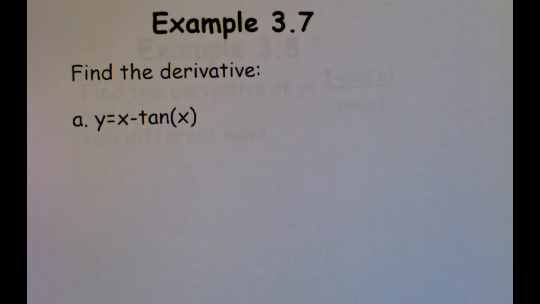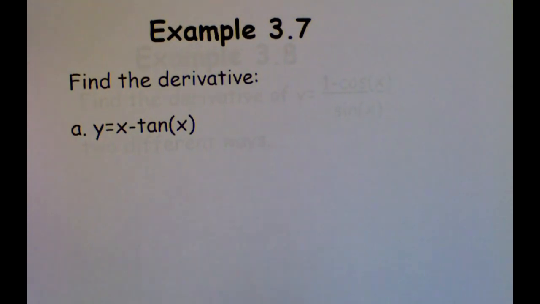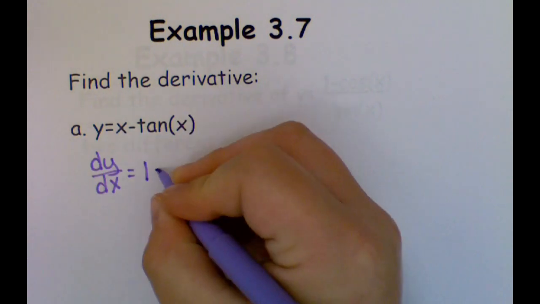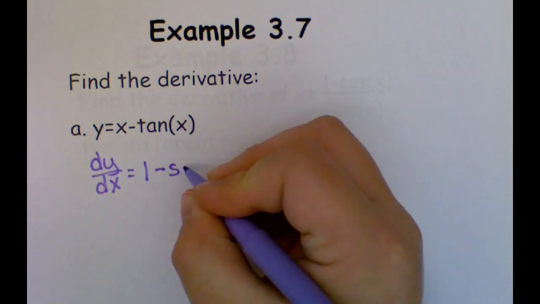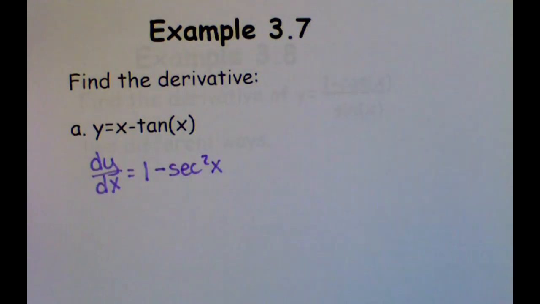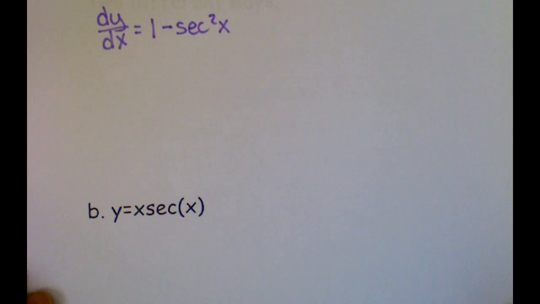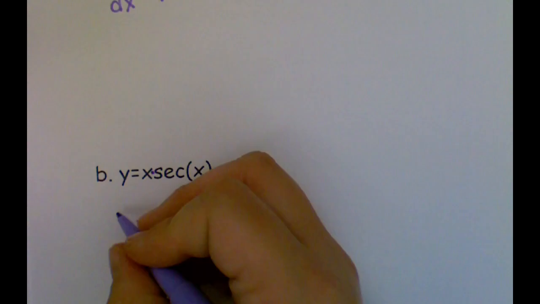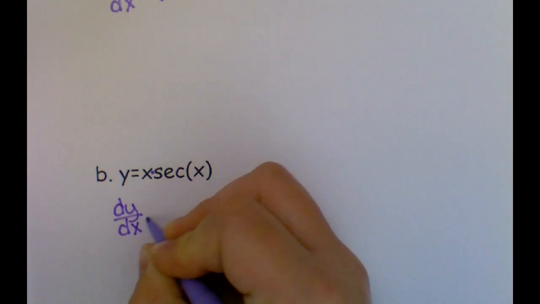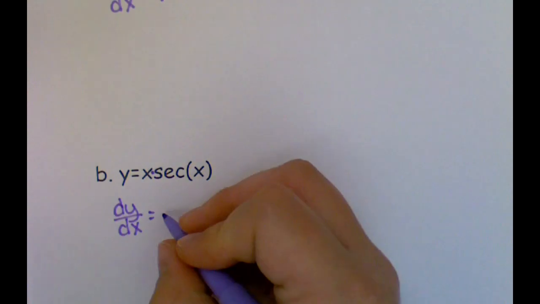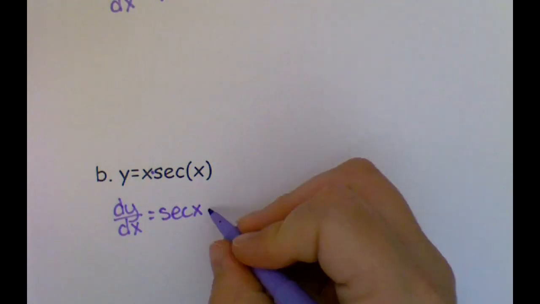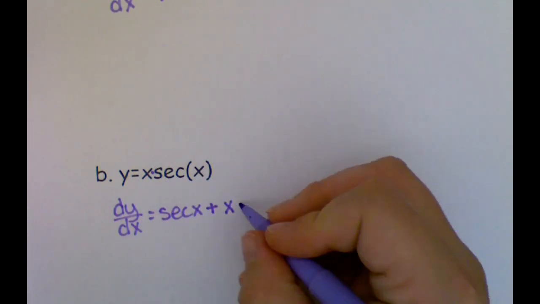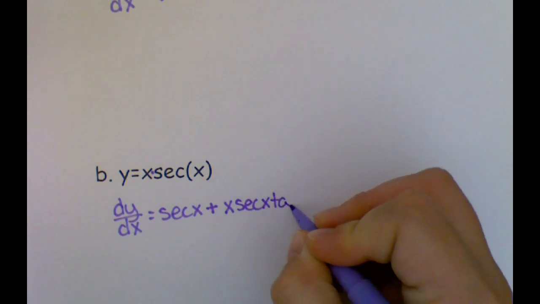So let's find some derivatives. The derivative of x minus tangent of x. Well, I'll call it dy/dx. The derivative of x is 1, minus the derivative of tangent of x, which is secant squared of x. There's my derivative. For the derivative of x secant of x, we have to use the product rule because we have two things multiplied. So dy/dx equals the derivative of x, which is 1, times the second part unchanged, plus the first part unchanged, so x, times the derivative of secant, which is secant x tangent x. So there's our derivative.